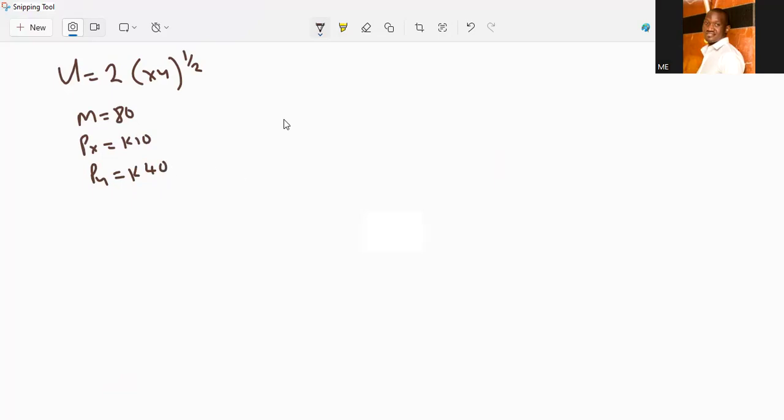So the first step, you're asked to find the budget line. What's the formula for the budget line? Budget line is equal to what? Income is equal to what? Price of good X times X plus price of good Y times Y. So here we have 80 is equal to what? 10x plus 40y. That's all. This is the budget line.